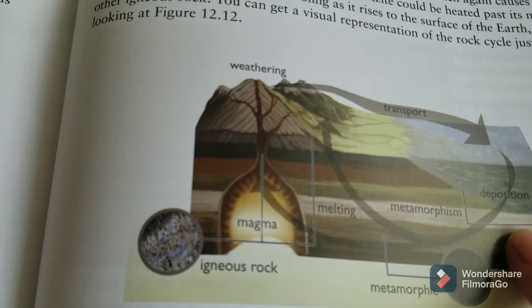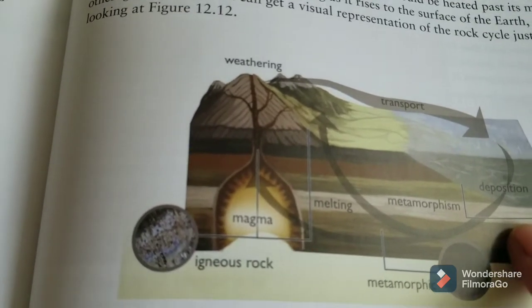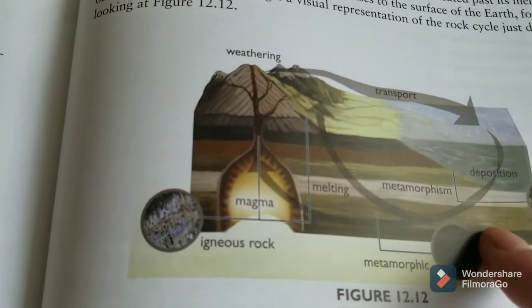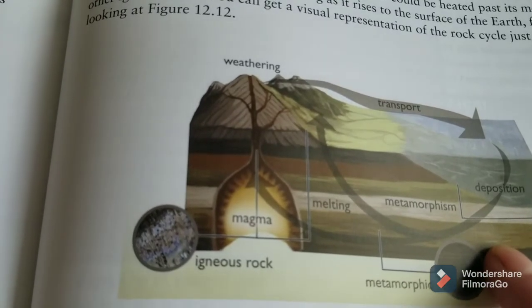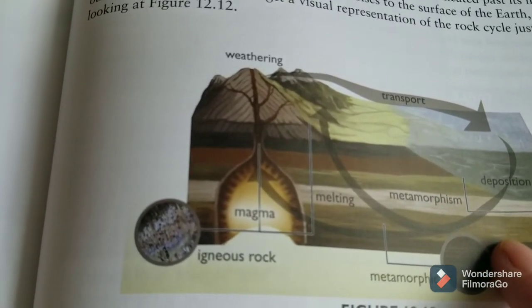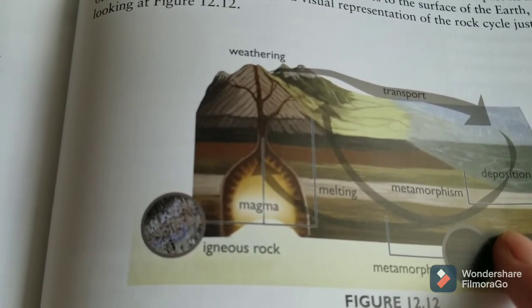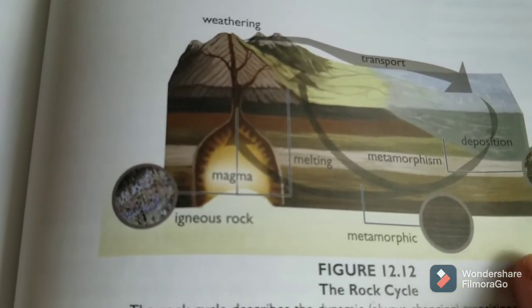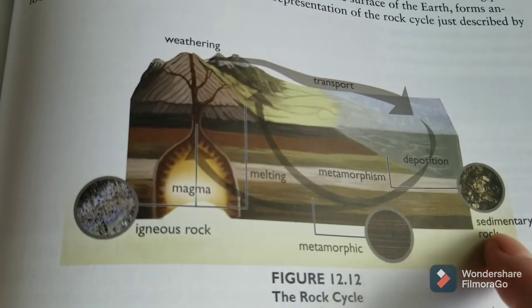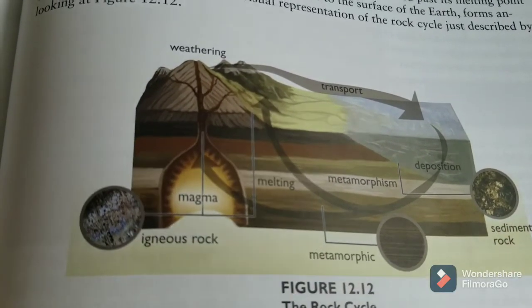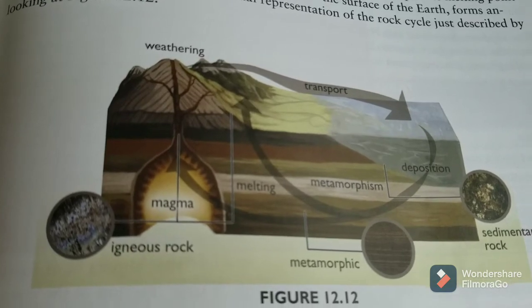Eventually, layers of sediment are deposited on top of each other. See the layers? And as they become compacted, this is the pressure, cementing together to become part of the sedimentary rock, sandstone. I'm sorry, I wasn't showing it over here. So we've got our sedimentary rock, okay? Right there.